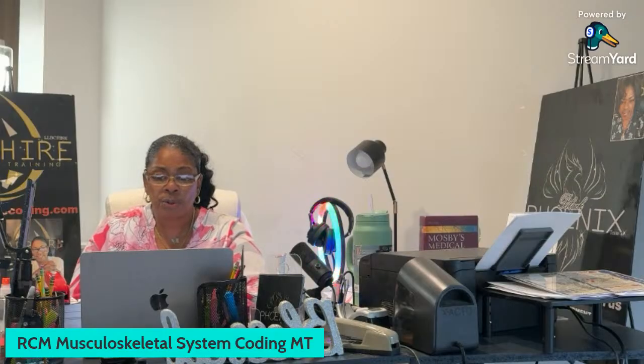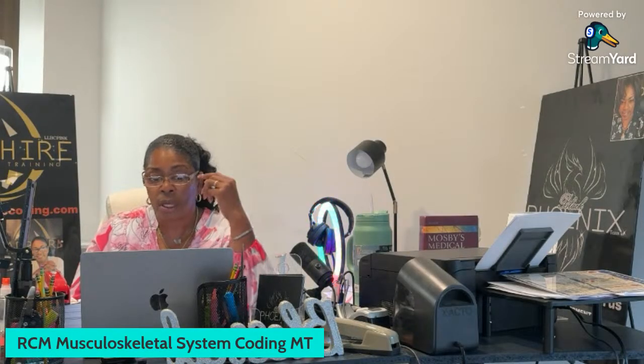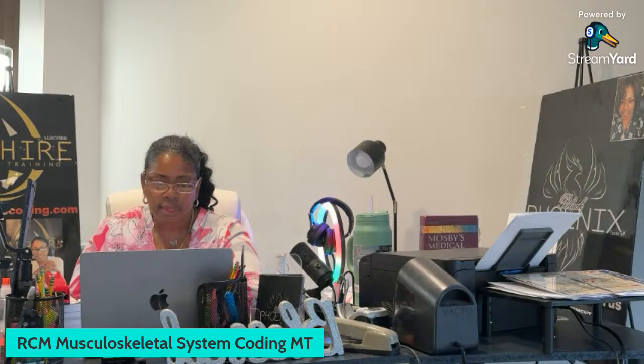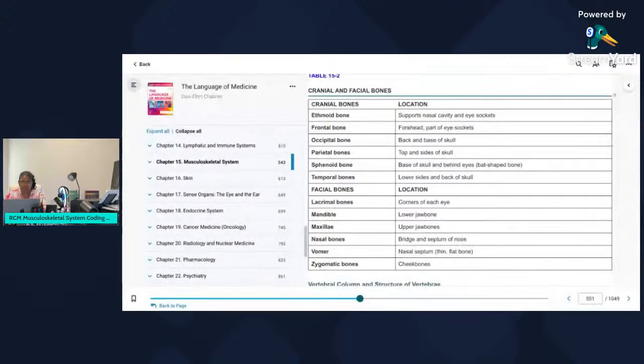Lacrimal bones, corner of eye. Mandibular, lower jaw bone. Maxillary, upper jaw bones. Don't get twisted on that. Watch that mandibular. Am I saying the right mandible? Mandible, lower jawbone. Maxillae, upper jawbone. Y'all know I can catch this, not to pronounce mine.